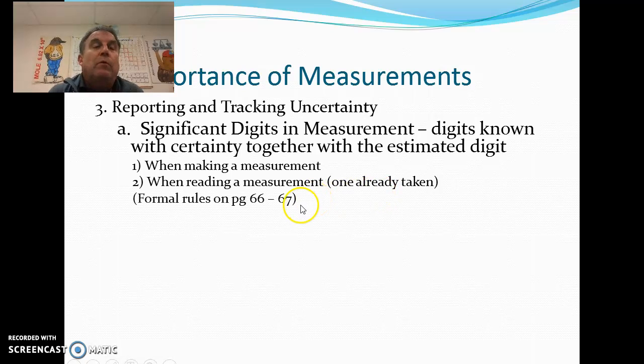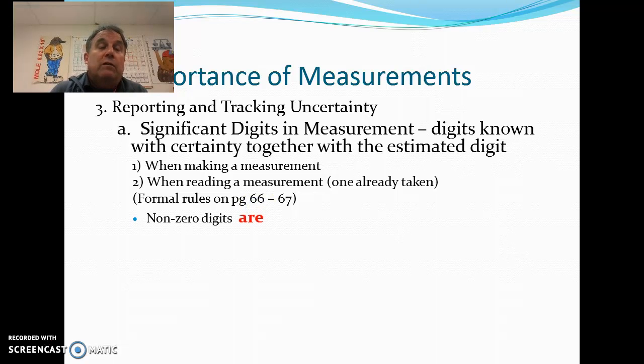Now, there are some formal rules, and every book has a slightly different wording of the formal rules. Your textbook has them on these pages. I don't particularly care for them, they're kind of wordy and kind of a little confusing. So I put the same rules into kind of teenager-friendly lingo.